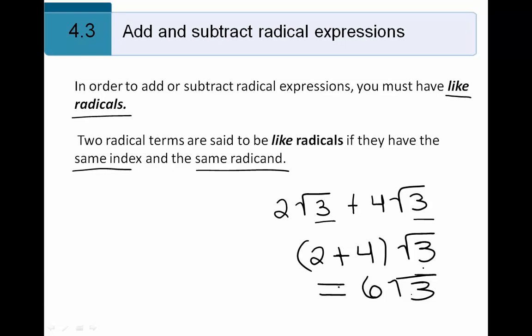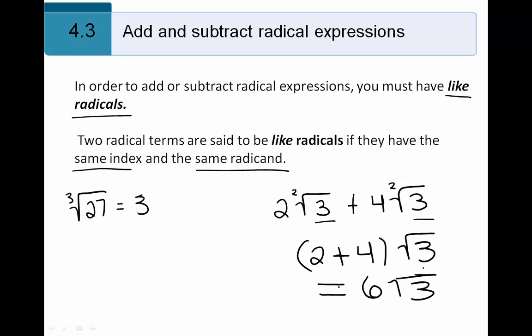Now, within this class, we're only going to be dealing with square roots. So in other words, when you deal with the square root, there's an implied 2 right here. And that's called the index. In future classes, for instance, you may take a cubed root, say, of 27, which would be equal to 3, because 3 multiplied by 3 multiplied by 3 is equal to 27.